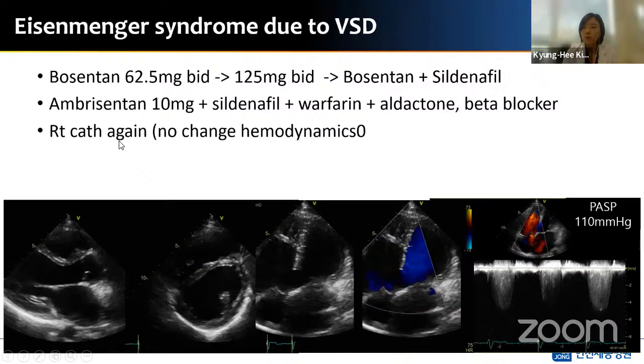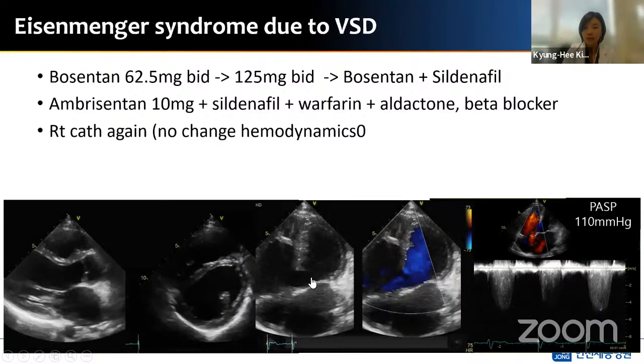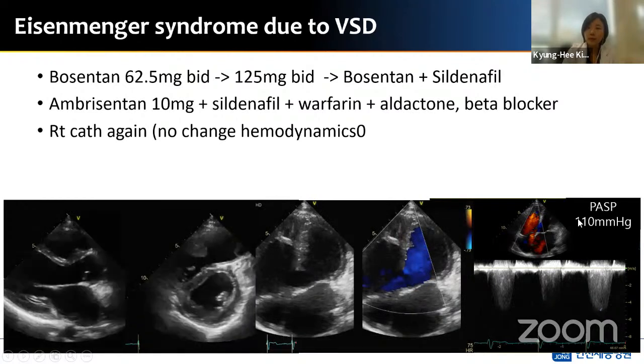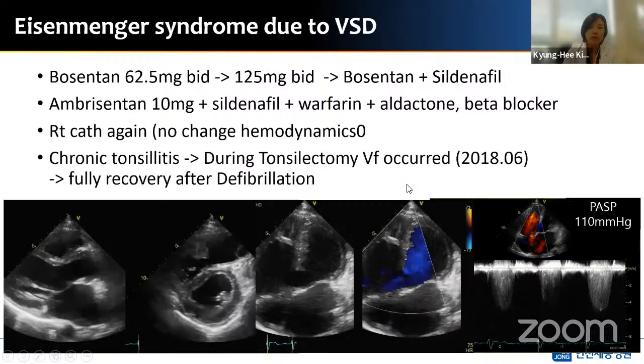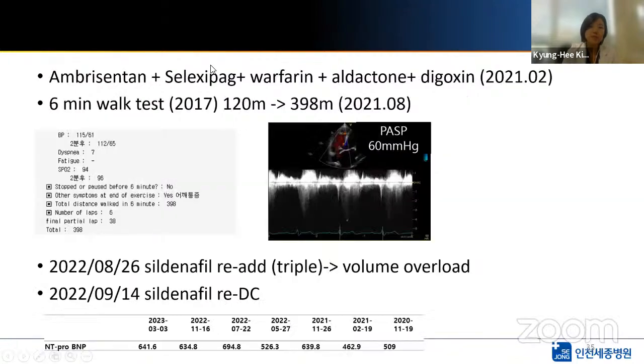Then right heart cath again showed no change in hemodynamics. Echo showed a D shape, RVH, and RV systolic pressure around over 100. During a tonsillectomy, she has some chronic tonsillitis, VFib occurred and then fully recovered after defibrillation. After selexipag was approved, I changed the medication to ambrisentan, selexipag, warfarin, aldactone, and digoxin. The 6-minute walk test increased up to around 400 meters, and the PH systolic pressure was significantly decreased eventually, 5 years later.